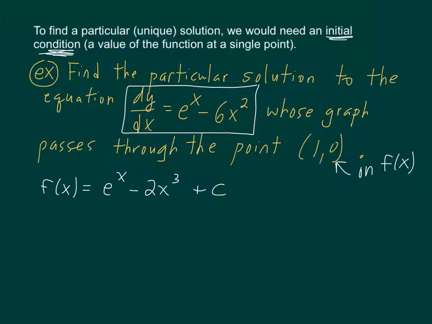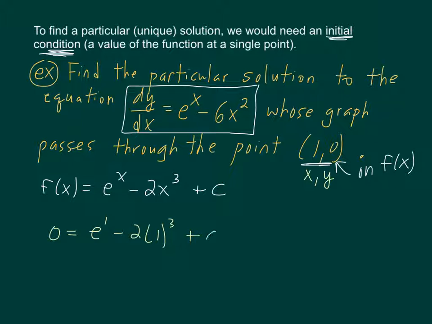Now this is our general solution. To find the particular solution, we're going to use this point (1, 0) that we're given. Well, of course, that means we're given an x and a y value. So at this point, you're going to plug in 0 for the y, and you're going to plug in 1 for the x.